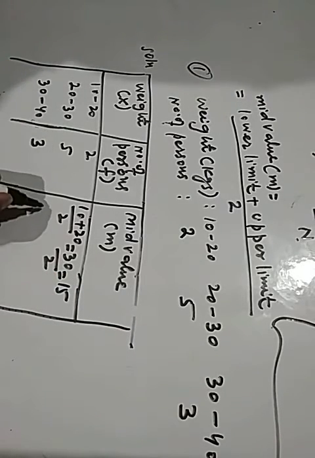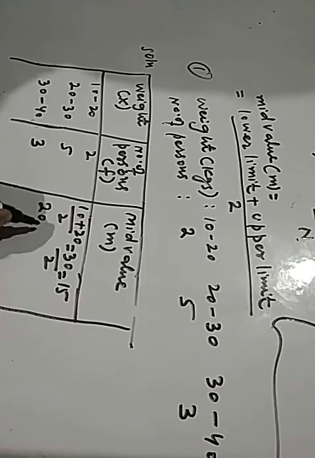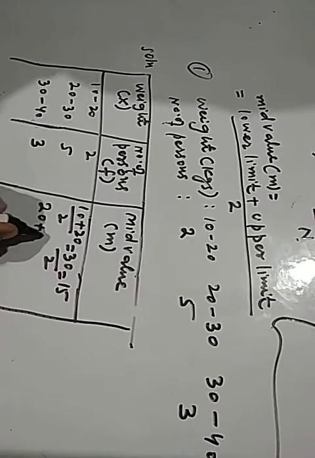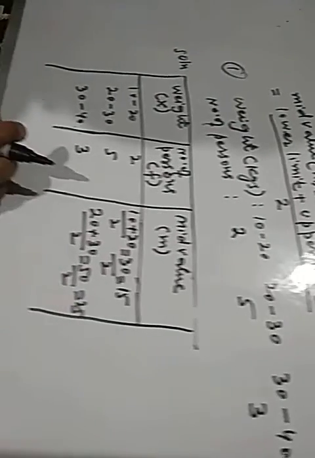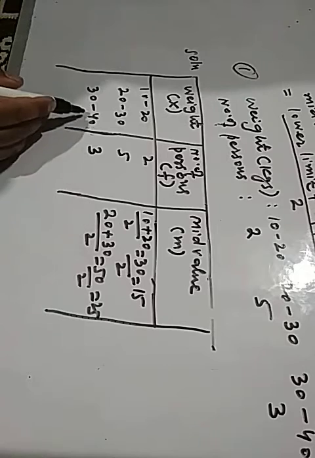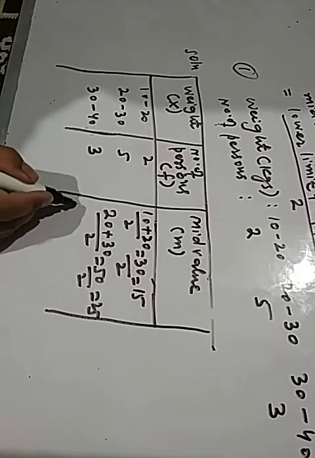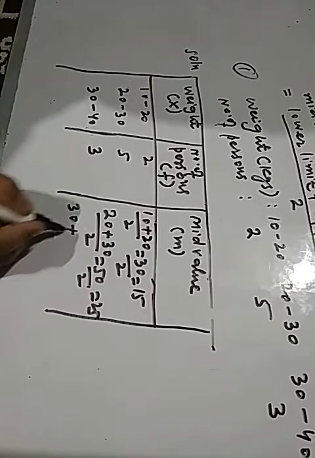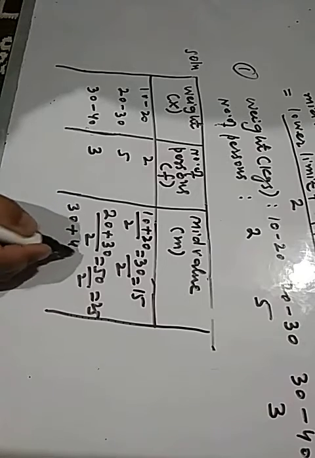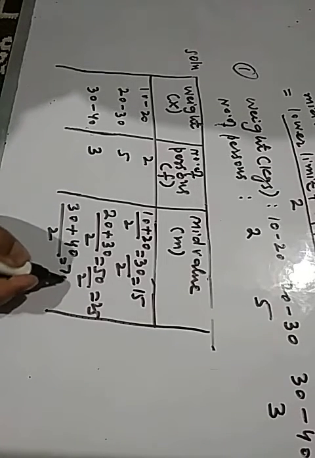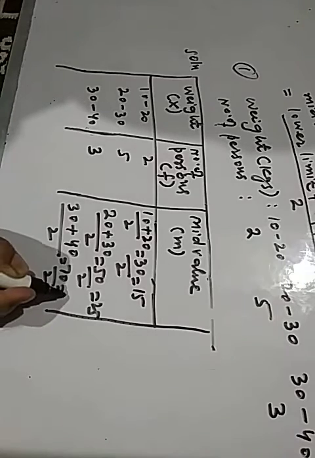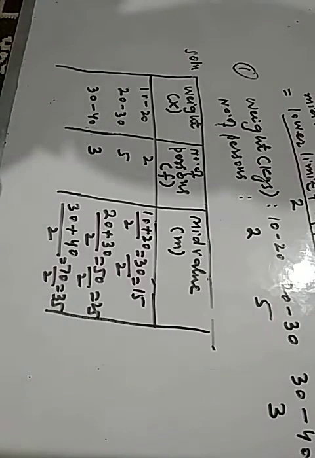Similarly for this class interval, the mid value will be 20 plus 30 divided by 2, it will be equal to 50 divided by 2, it will be equal to 25. Now for this class interval, the lower limit is 30, upper limit is 40, divided by 2, it will be equal to 70 divided by 2, and mid value will be equal to 35.